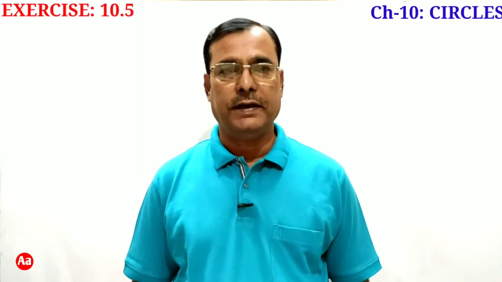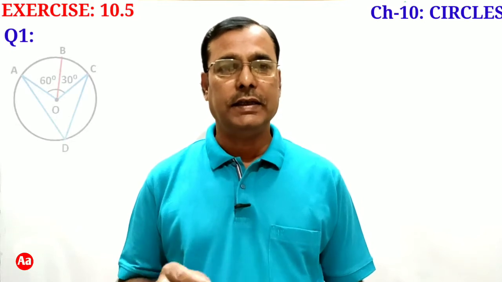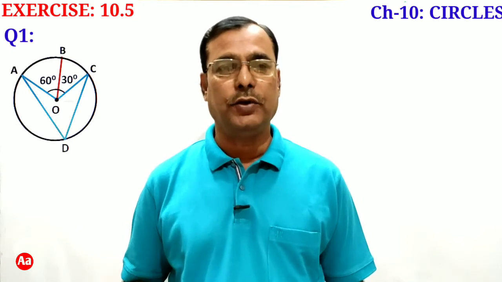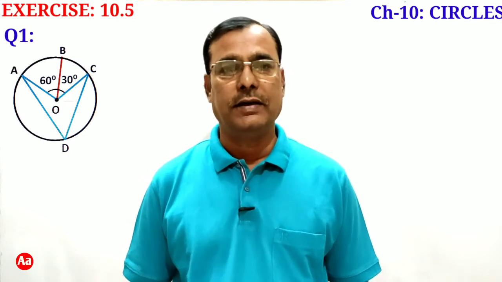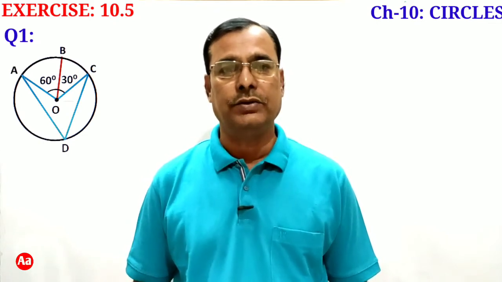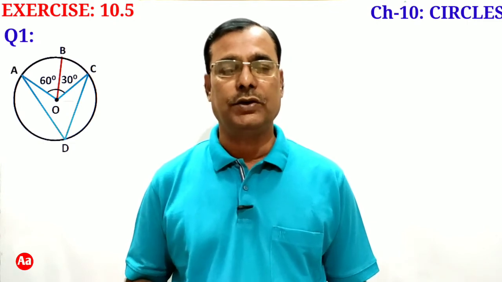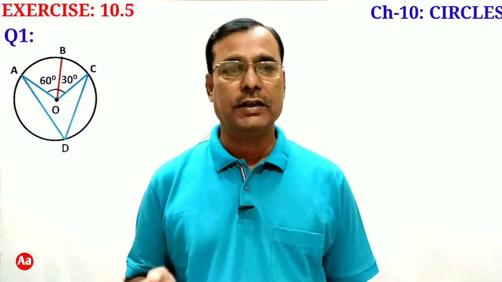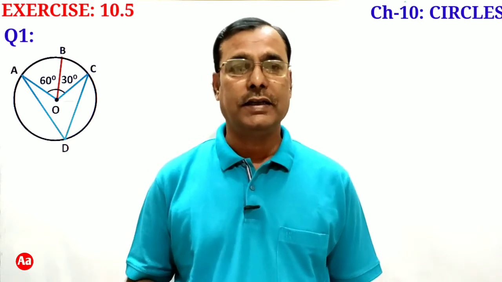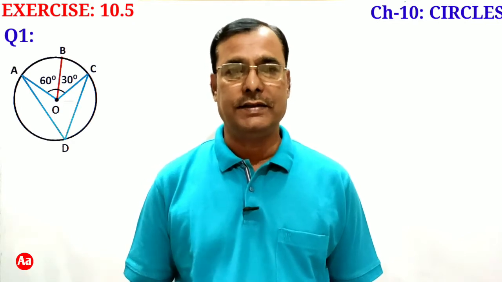Exercise 10.5. Question number 1. In the given figure, A, B and C are 3 points on a circle with center O such that angle BOC is equal to 30 degrees and angle AOB is equal to 60 degrees. If D is a point on the circle other than arc ABC, find angle ADC.